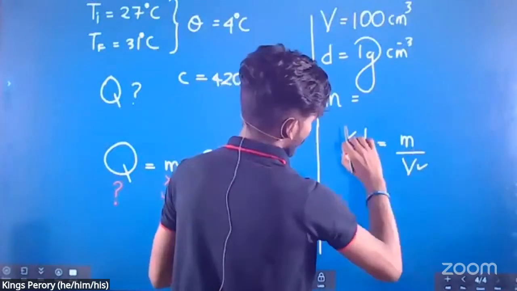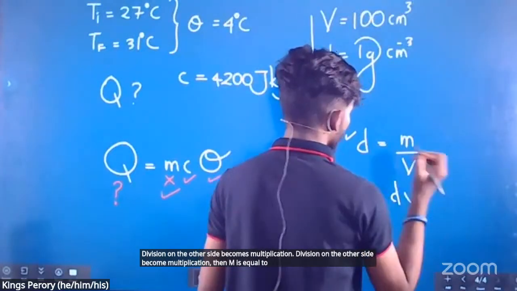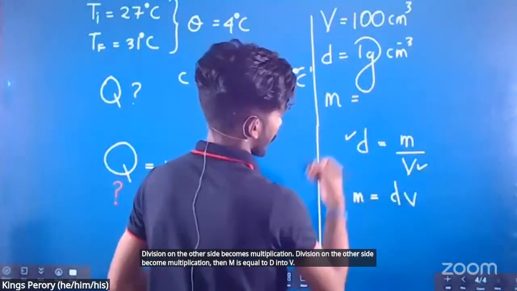Division on the other side becomes multiplication. Then M is equal to D into V. M is equal to dV. I have to go to the other side.